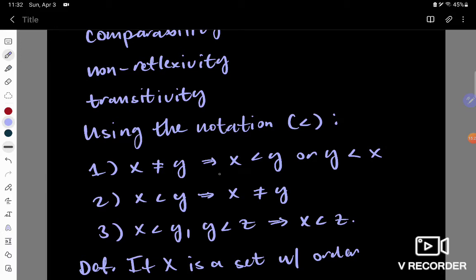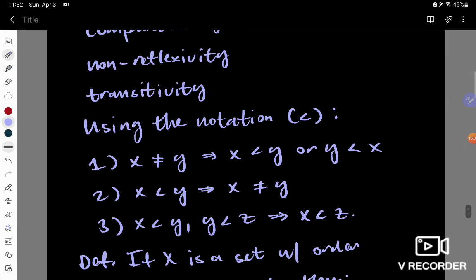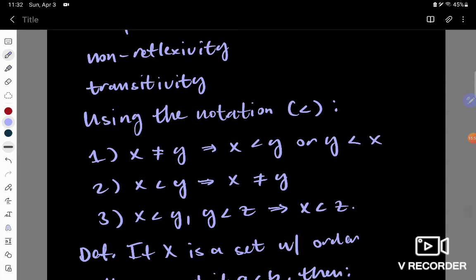Non-reflexivity, this is an equivalent definition as one can check. x being less than y implies that x is not equal to y. So these are mutually exclusive, being less than and being equal. And the third axiom is transitivity, so x is less than y, and y is less than z. Again, it sort of connects through this, and x is less than z. So this hopefully makes a bit more sense now with this notation, less than.